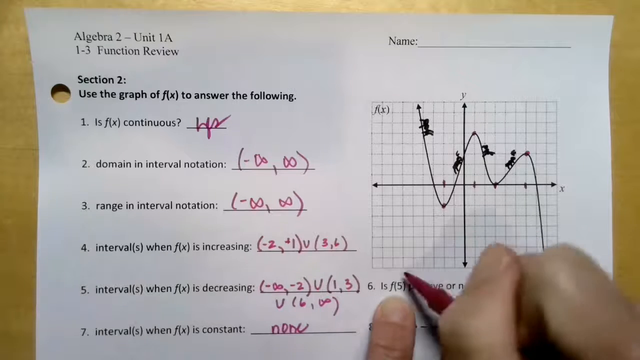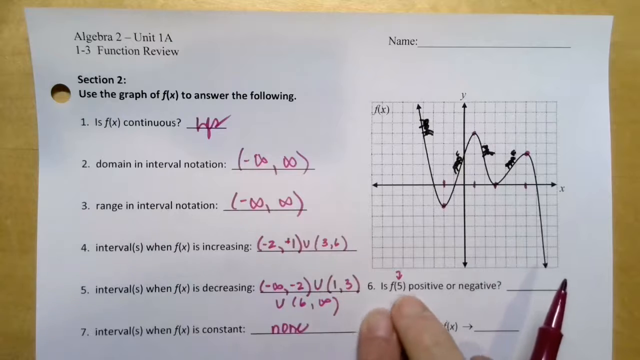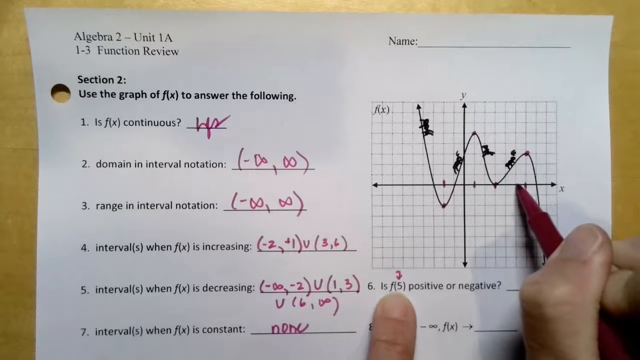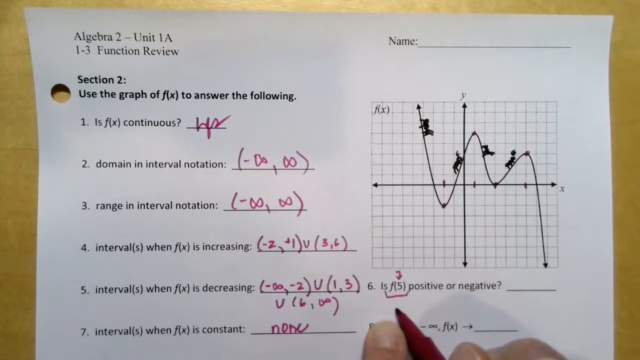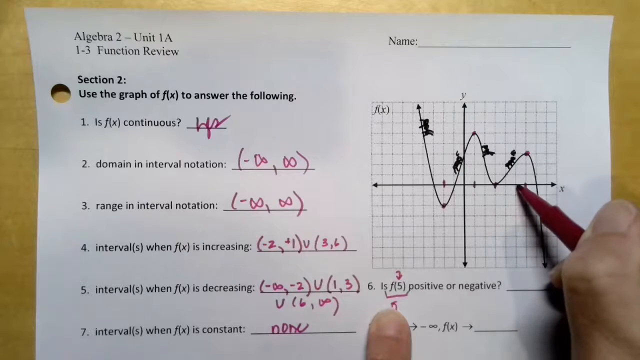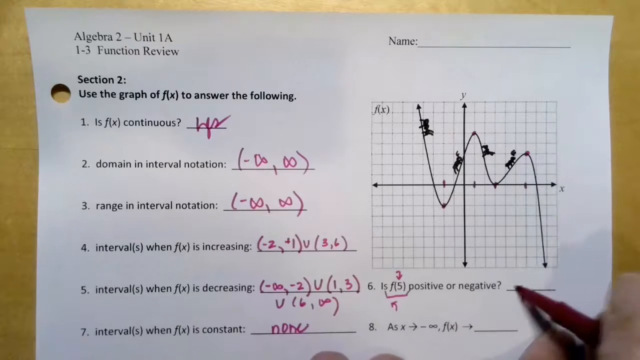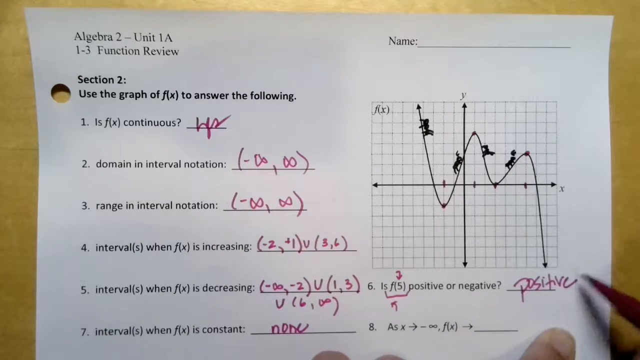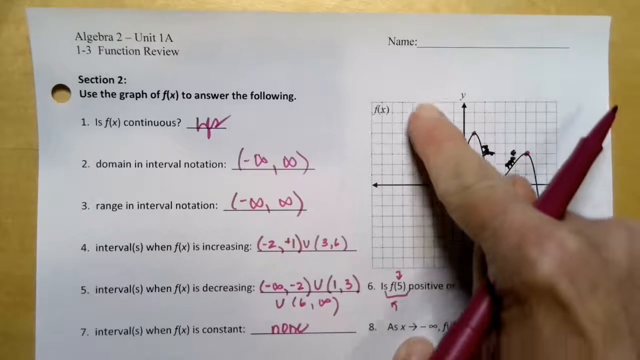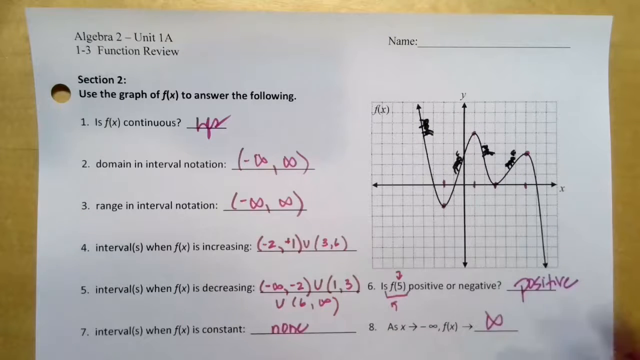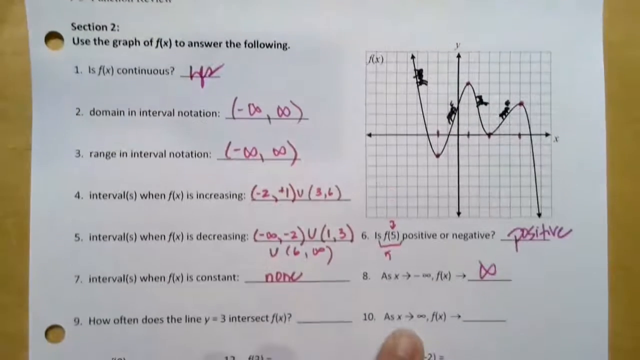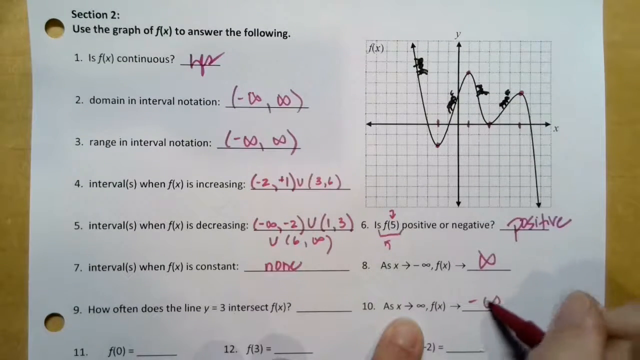All right, so this is my input, the function of an input of 5, 1, 2, 3, 4, 5. That is f of 5, my output. So when 5 goes in, is my output positive or negative? My output is positive. As x approaches negative infinity, where's my graph going? Whoop, up to positive infinity. As x approaches positive infinity, where's my graph going? And here it's going to negative infinity.